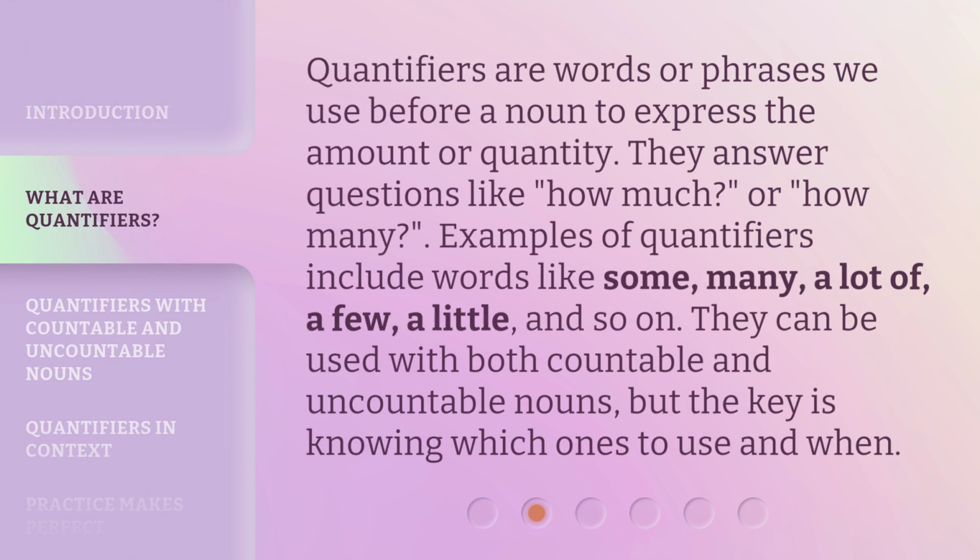Quantifiers are words or phrases we use before a noun to express the amount or quantity. They answer questions like, how much? Or, how many? Examples of quantifiers include words like some, many, a lot of, a few, a little, and so on. They can be used with both countable and uncountable nouns, but the key is knowing which ones to use and when.